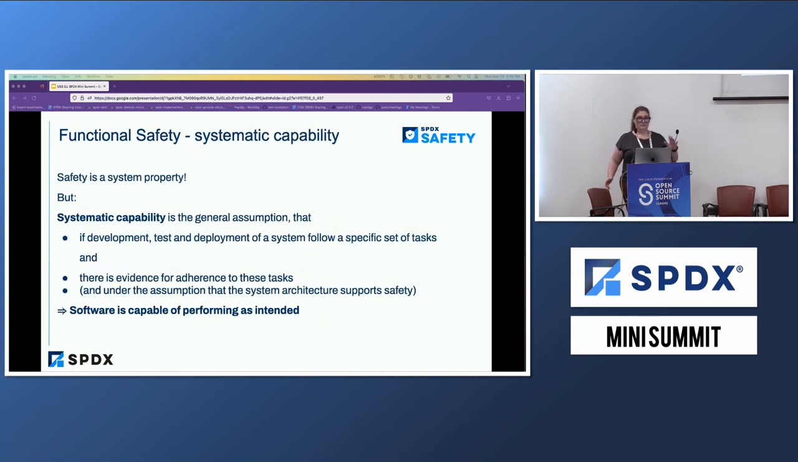So safety is a system property, so you can't say this software module of the complete system is safe, so my system is safe. Safety is not plug and play of safety certified components, it's a system property. But with all the components that you plug together, it's not only that they have to support your safety concept, they in themselves need to provide the documentation that they have been implemented as intended, that they have the properties that they claim to have. So generally speaking, that the software you're pulling into your system is capable of performing as intended.